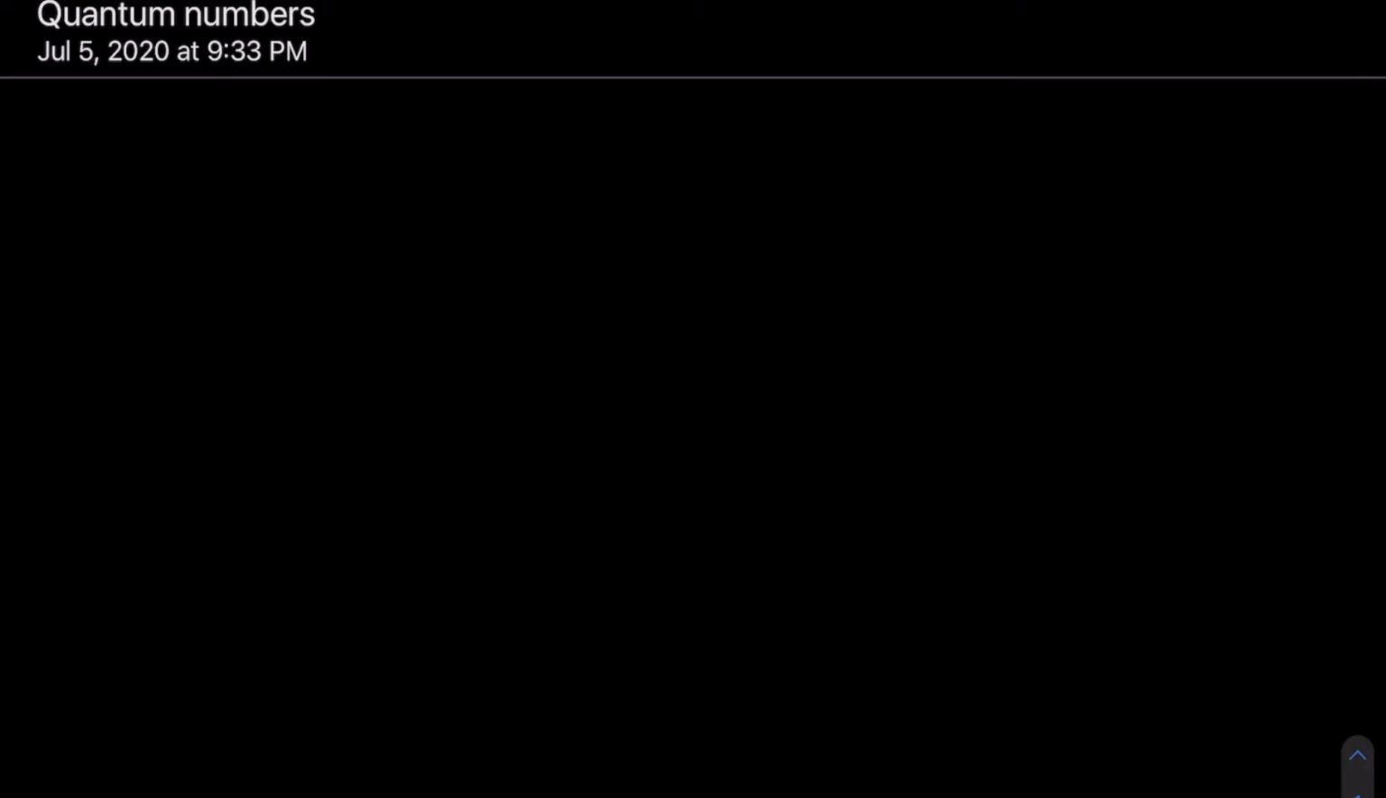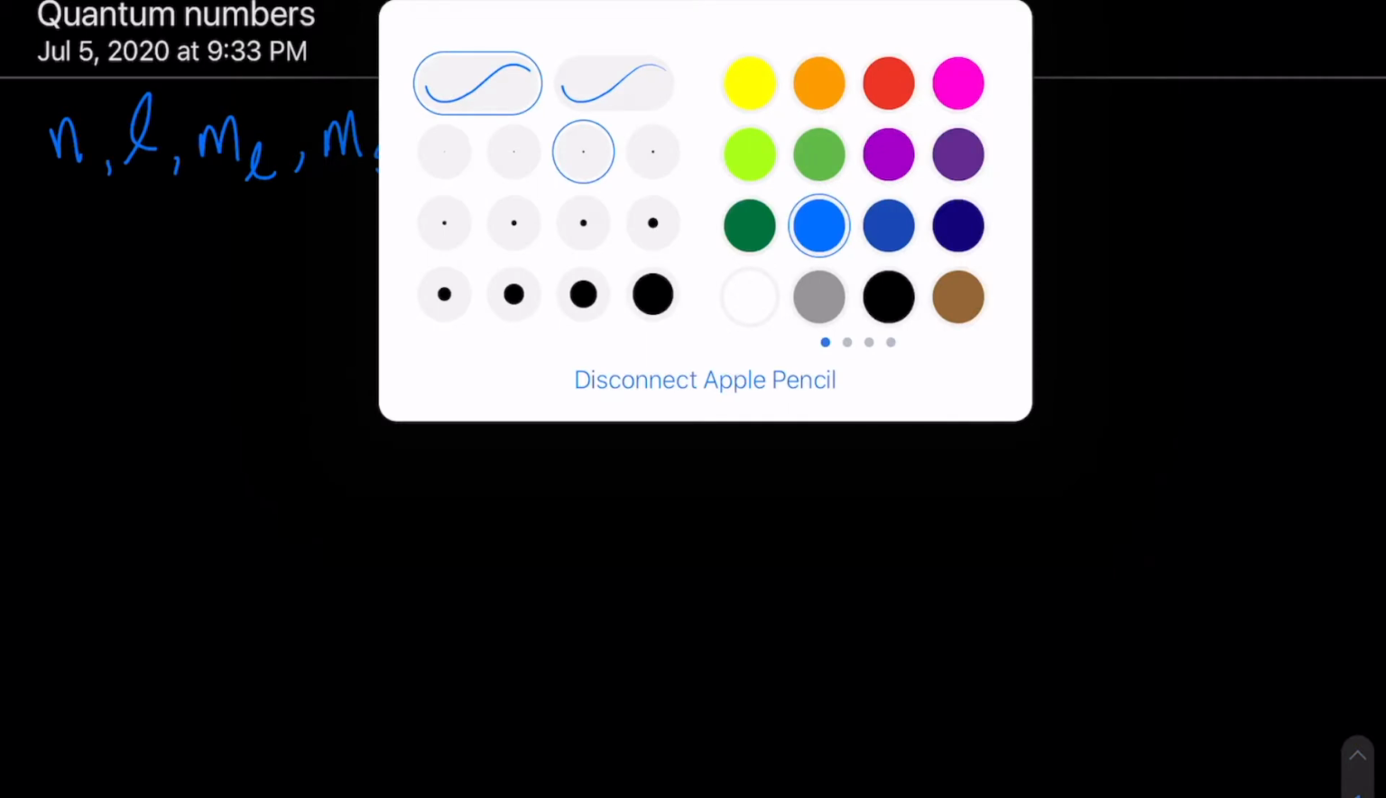So, as a general overview, the four quantum numbers you're going to see are n, l, m sub l, and m sub s. But before we go into further detail on what quantum numbers are, let's talk about orbitals.